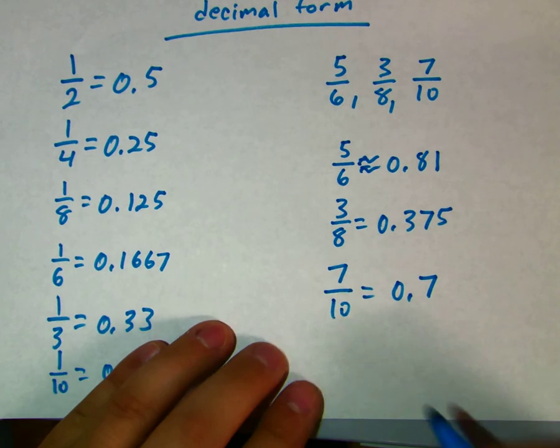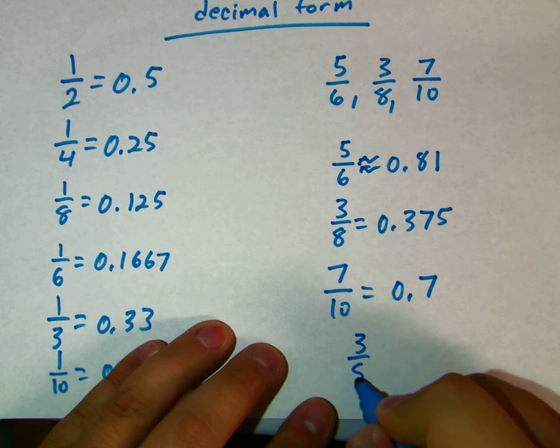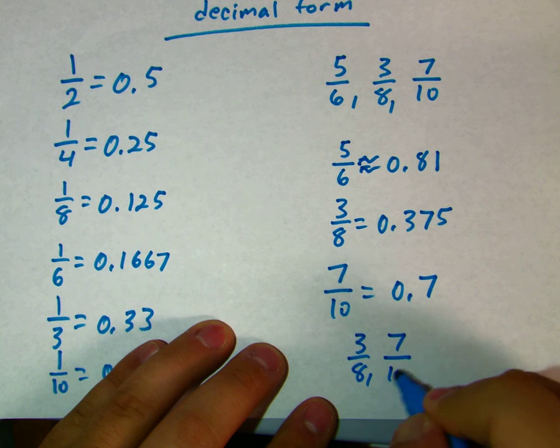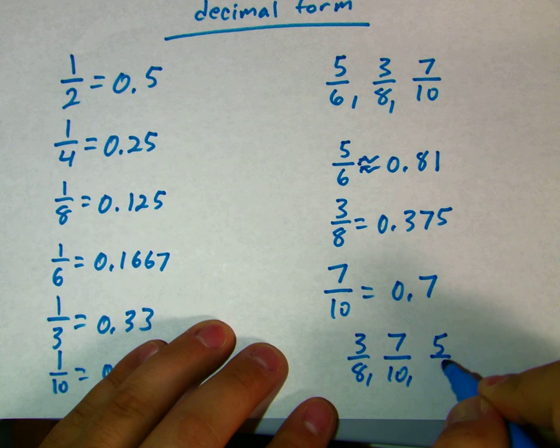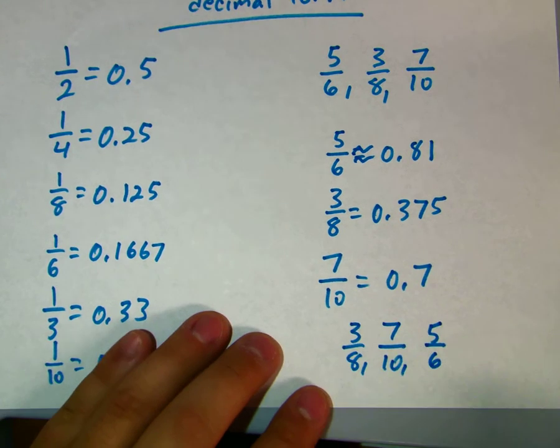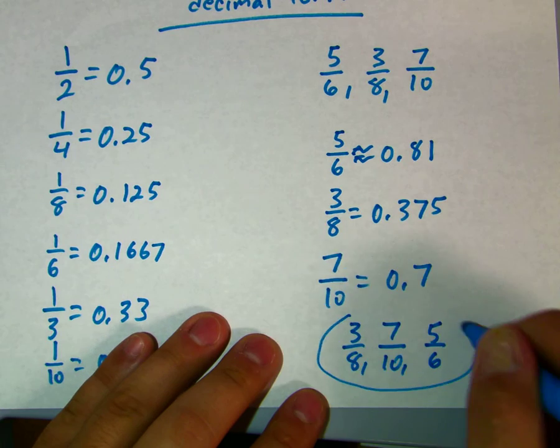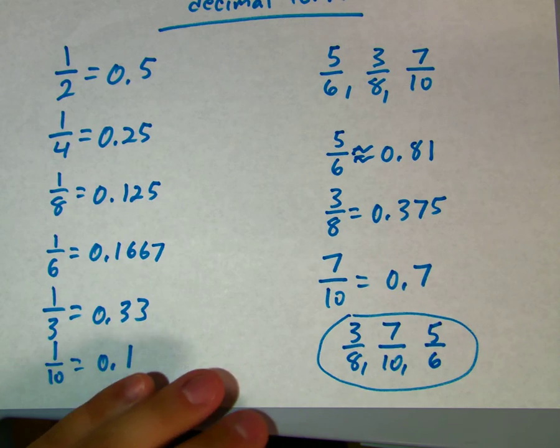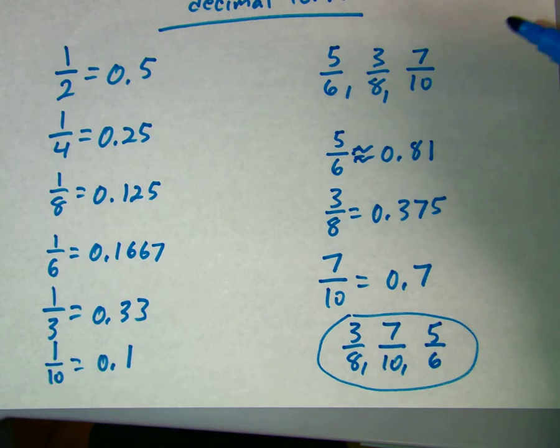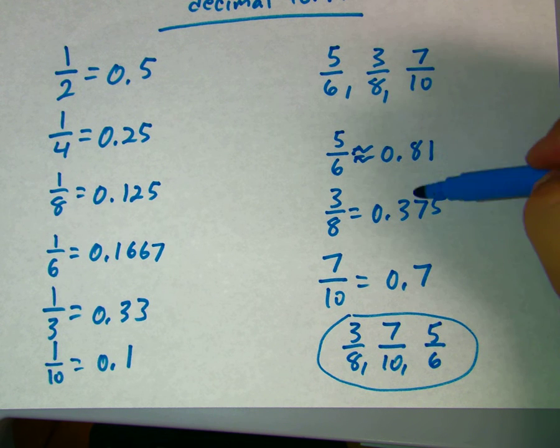So when we look at this, from least to greatest is actually 3/8, 7/10, and 5/6. There is your answer. Another way you could have looked at this is just put these all into the calculator, and you could have written them out that way.